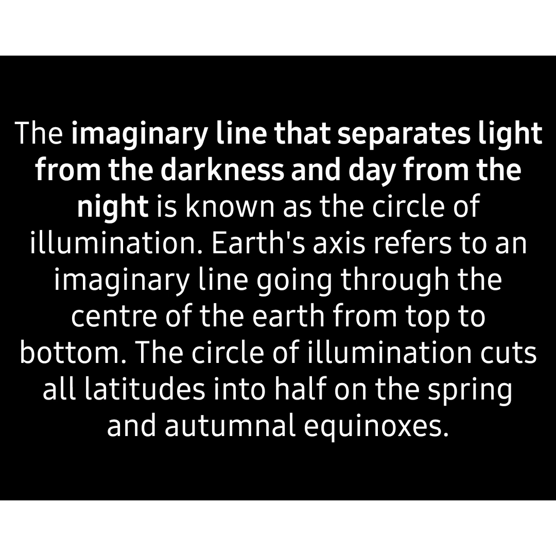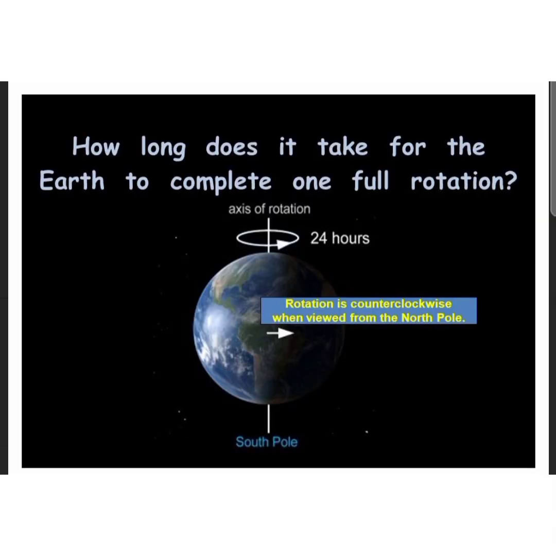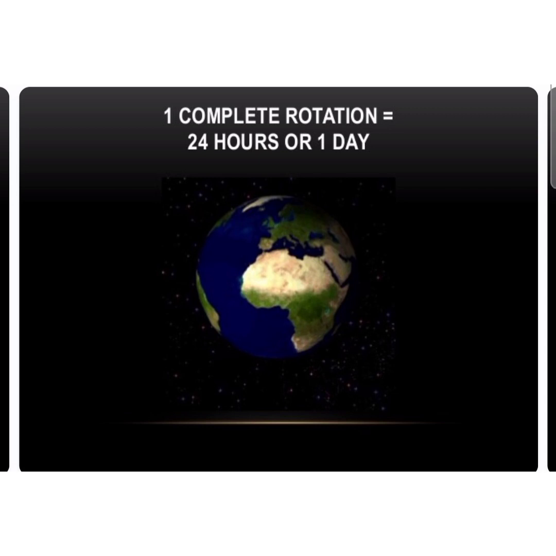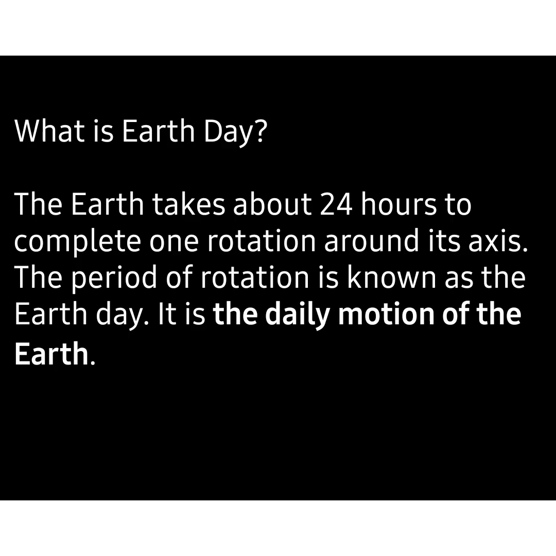Now the question comes: how long does the earth take to complete one rotation? It takes 24 hours. So the earth takes 24 hours, that is one day, to complete one rotation around its axis. The period of rotation is known as the earth day. And this is the daily motion of the earth.